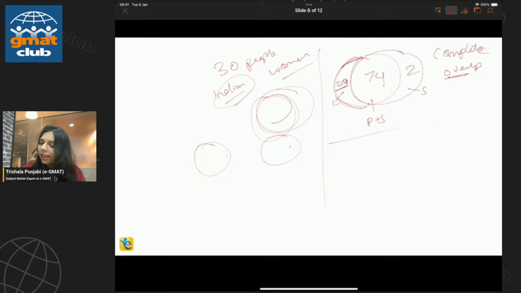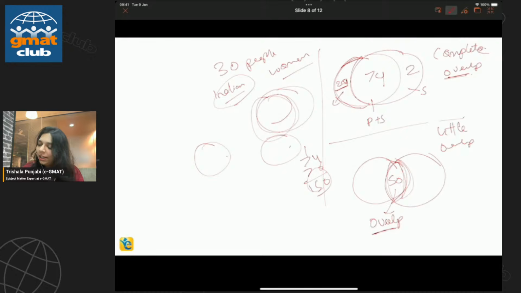Now let's take the opposite scenario, where there is as little overlap as possible. We need to make them as far apart as possible. So 74 and 76. But the problem is that 74 plus 76 is 150 and the total is 100. So at least 50 must overlap. So in either case, between 50 and 74 people are overlapping. So at least 50 people are both P and S, and that is the majority. Does this make sense?